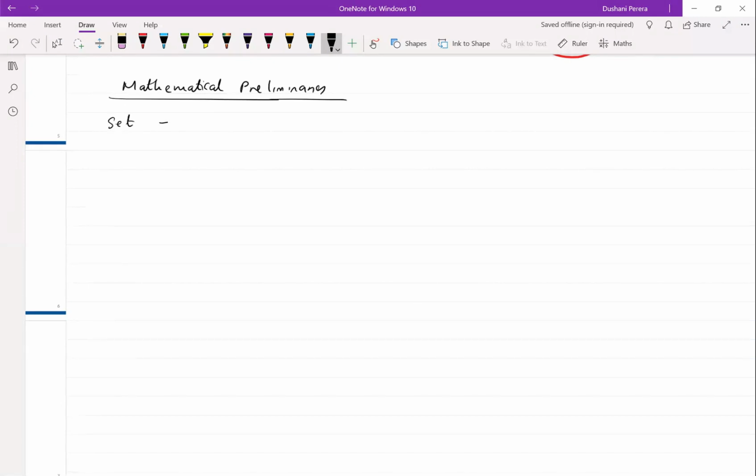So let's start with set. What is a set? We know what a set is. A set is a collection of symbols. For example, let's say 0, 1, 2, 3. So it's a collection of symbols. And if this set is set S, and since 1 is an element in the set, how do we symbolize that? We say 1 is an element of set S.